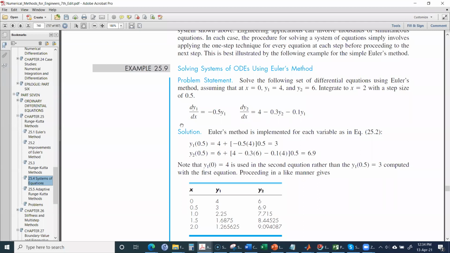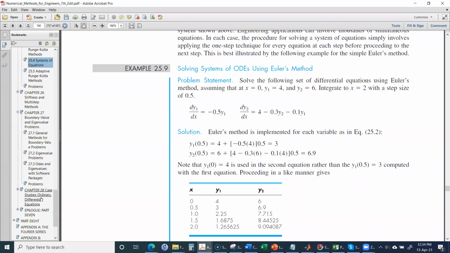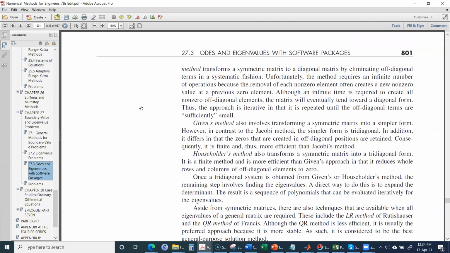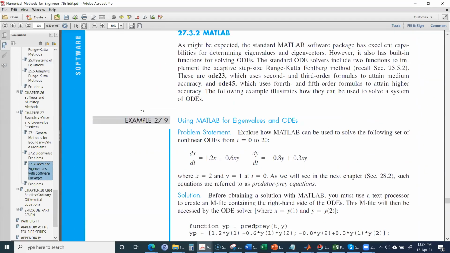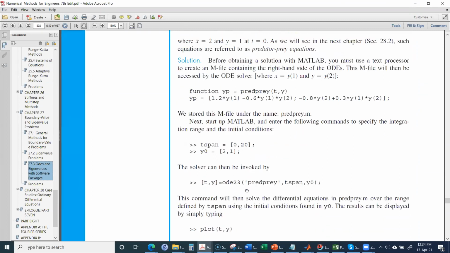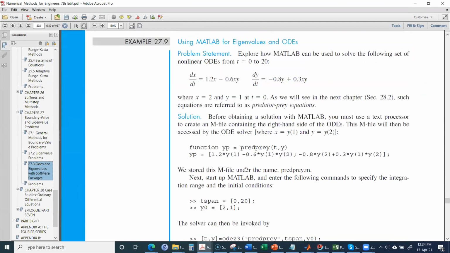But a more complete example has been shown in the 27th chapter. So maybe we can see from here. Yeah, here. So yeah, it's the same example, but what has been shown over here.